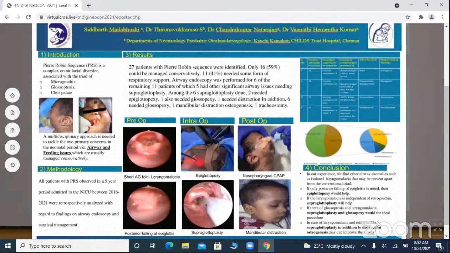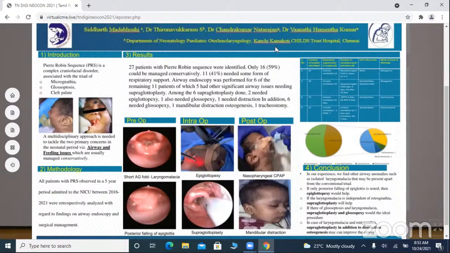Even in our own findings, if you look at pre-2015 and post-2015, our approach to these babies has changed, and we are actually a little more pro airway endoscopy to identify these small problems. Once these are identified, these babies come out quicker. That's the message I want to bring across.